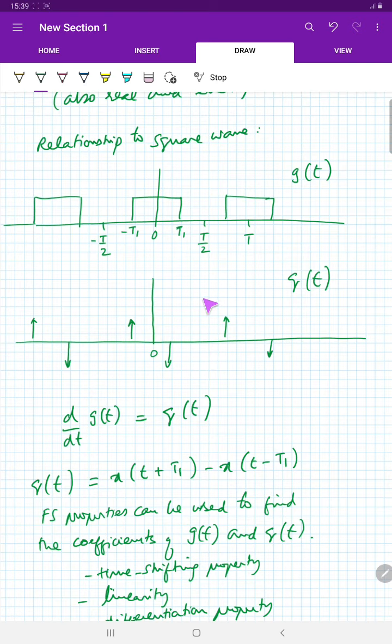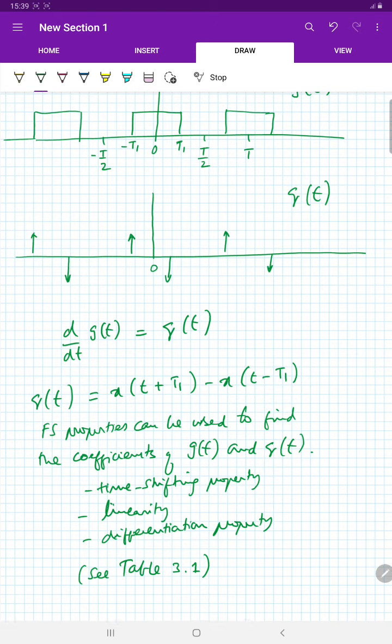Now if you want to find the Fourier series coefficients of this particular signal, again you can use the Fourier series properties. There is the time shifting property, the linearity property, and also the differentiation property. Table 3.1 in the textbook lists all the Fourier series properties which you can use. By looking at these properties, you will be able to find the Fourier series coefficients of both this signal as well as this signal. This signal anyway we have done, so for this signal you can find the coefficients if you know the Fourier series coefficients of this one.